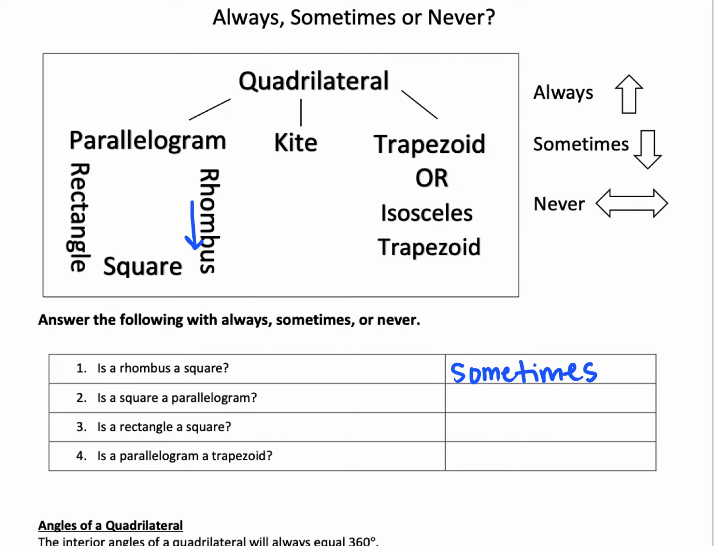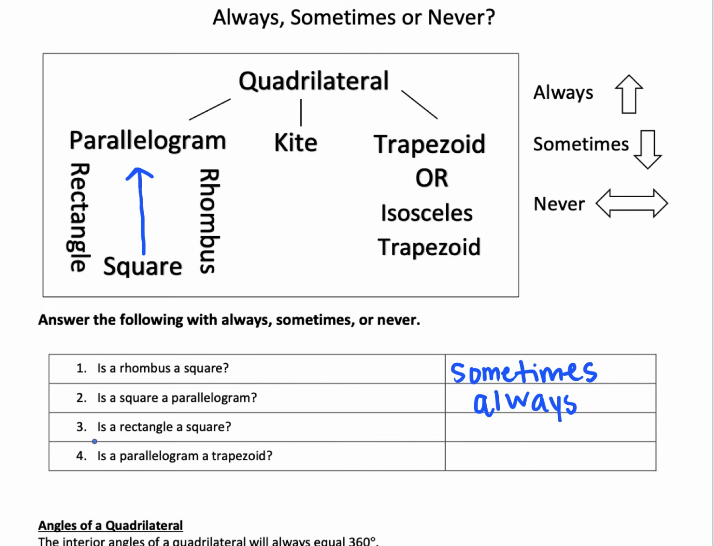Now our next one says, is a square a parallelogram? So if we go from square to parallelogram, that would take us up. So up means we always have that. So a square will always be a parallelogram. That's because it has its opposite sides that are congruent, opposite sides that are parallel, and opposite angles that are congruent. It also has diagonals that are congruent and that are bisectors.